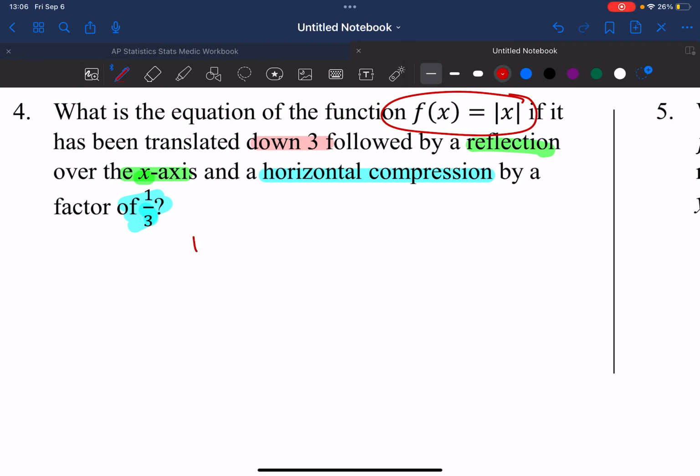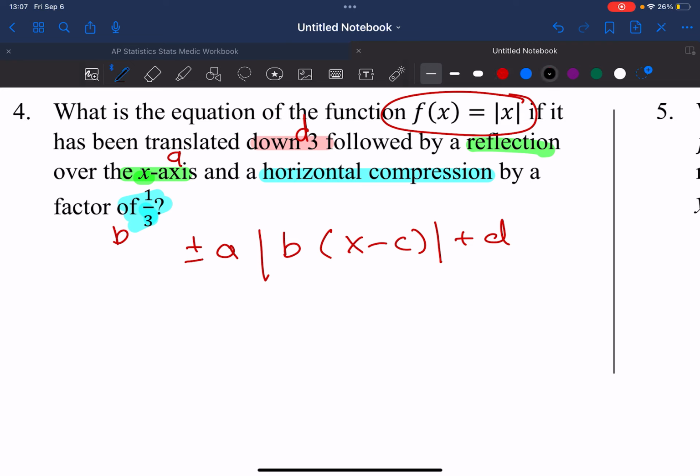Okay, so remember, if we write that plus or minus A, absolute value B, parentheses x minus C, plus D, okay, we need to alter this and figure out what each of these are. So down 3 is our D, okay? Reflection over the x-axis is our A. Horizontal compression by 1/3 is our B.